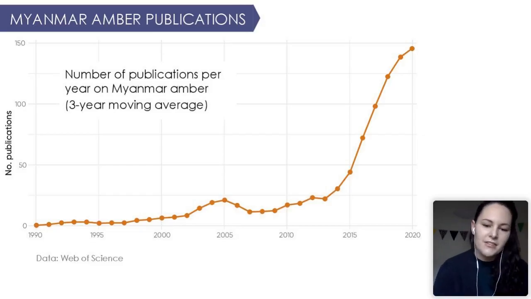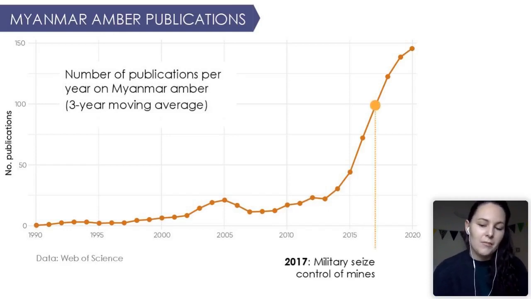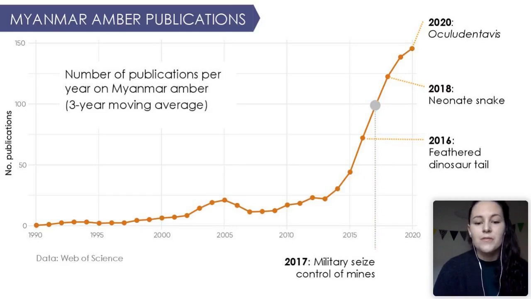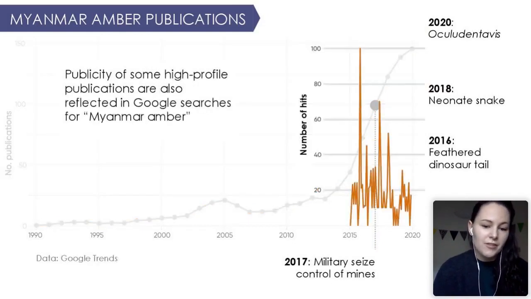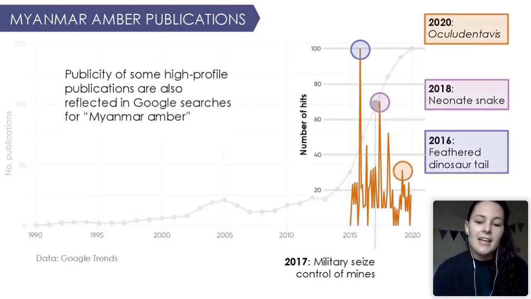Over the last 30 years, the number of publications in Myanmar amber has been increasing, with a sharp increase within the last decade. This increase coincides with the takeover of the amber mines in 2017 by the military, who have an economic interest in the mines. Multiple UN reports document the distressing human rights abuses that have occurred since this takeover. Around the same time, we also see the publications of some very high-profile vertebrate specimens in amber, many of which are reflected in Google search data, indicating how they're of interest to the general public.